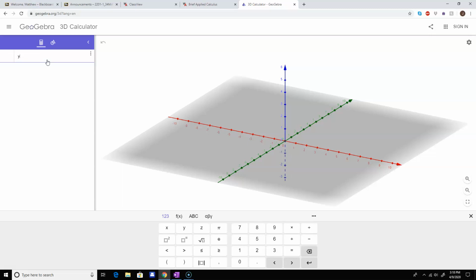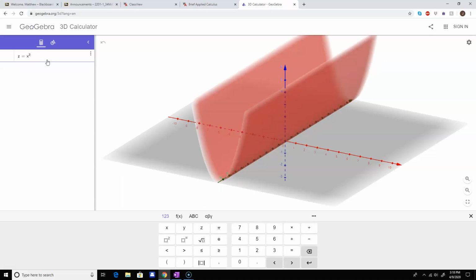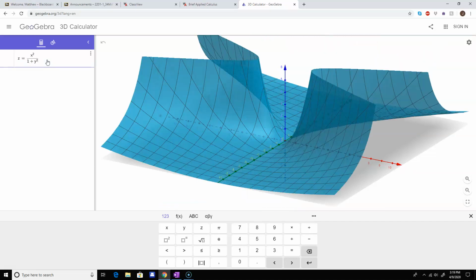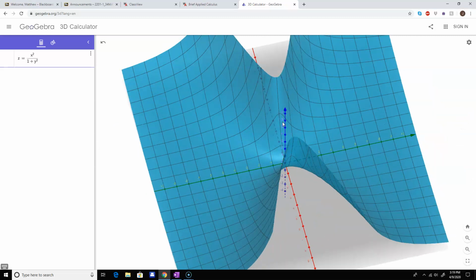So let's look at our first one. I think we can just do them as z equals, let's say, the first example where we had some points, z equals x squared over 1 plus y squared. So we get something like this, and we saw some points that we had on there. -2, 0, 4, I think was one of those points. So can we find that point?